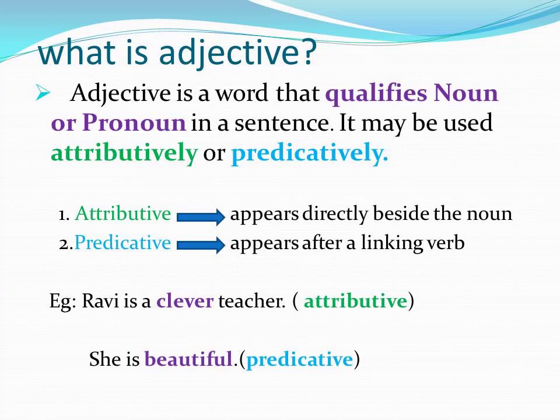For example, Ravi is a clever teacher. In this sentence, clever is adjective. It appears directly beside the noun teacher, so that it is called attributive. And then predicative. Predicative appears after a linking verb. For example, she is beautiful. Beautiful is an adjective. It appears after a linking verb is, so that it is called predicative.